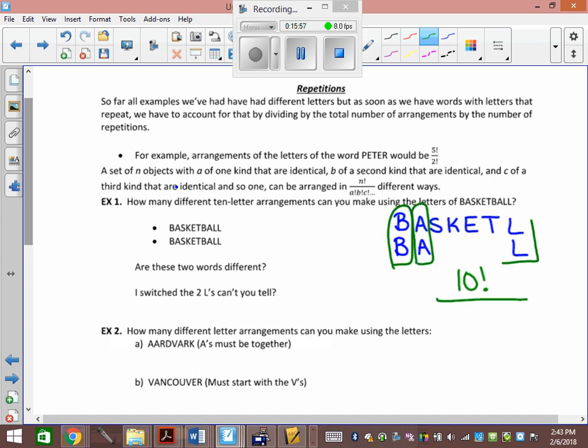So I have 2 B's, 2 A's, 2 L's. So I'm going to divide by 2 factorial for the 2 B's, 2 factorial for the 2 A's, 2 factorial for the 2 L's, and I'm going to put it in brackets. Okay? If you do not put it in brackets, the denominator, what it is going to do then is your calculator is going to do order of operations because that's what its default is. So it's going to go 10 factorial divided by 2 factorial, take that answer, multiply it by 2 factorial, take that answer and multiply it by 2, which actually makes it bigger, not smaller, correct?